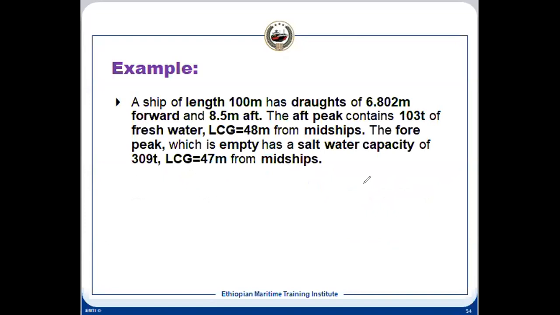Now we have a ship of length 100 meter and we have the draft forward and aft, which is given to us, and we have the aft peak, which is containing 103 tons of fresh water, and LCG is given from the midship, 48 meter, and there is a forepeak tank which is empty. So we are dealing with two tanks: one is the aft peak tank, one is the forepeak tank.